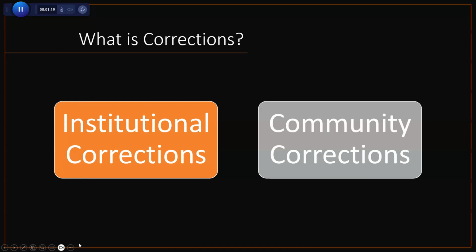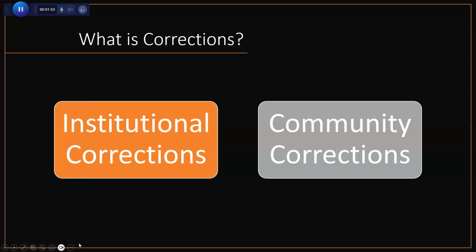Institutional corrections simply means that someone is in custody while they are under the supervision of corrections. So this is a person who is in jail, in prison, in juvenile hall, inside a correctional institution. Anyone who is under the supervision of, say, probation, parole, things like that, where they are living in the community and still under correctional supervision, that's called community corrections.